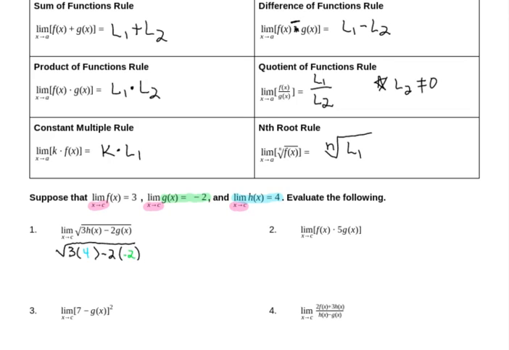And now I can just simplify this down. So it's going to be the square root of 12 minus negative 4. Well, that becomes 12 plus 4, which is the square root of 16. And so we know that this overall limit is equal to 4.